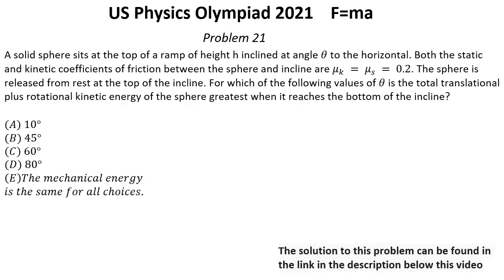Problem number 21. A solid sphere sits at the top of a ramp of height h inclined at angle theta to the horizontal. Both the static and the kinetic coefficients of friction between the sphere and the incline are mu k equal mu s equal 0.2. The sphere is released from rest at the top of the incline. For which of the following values of theta is the total translational plus rotational kinetic energy of the sphere greatest when it reaches the bottom of the incline? Solution for problem number 21.